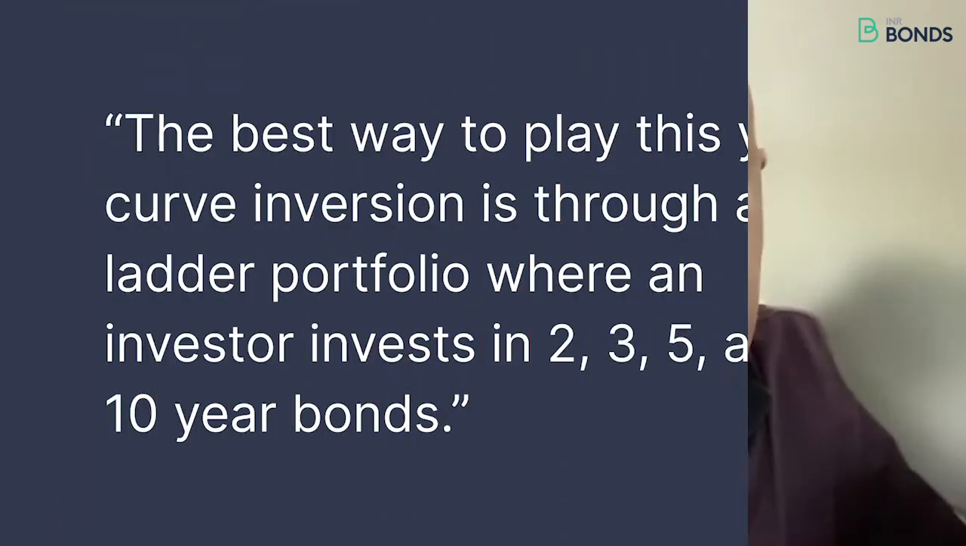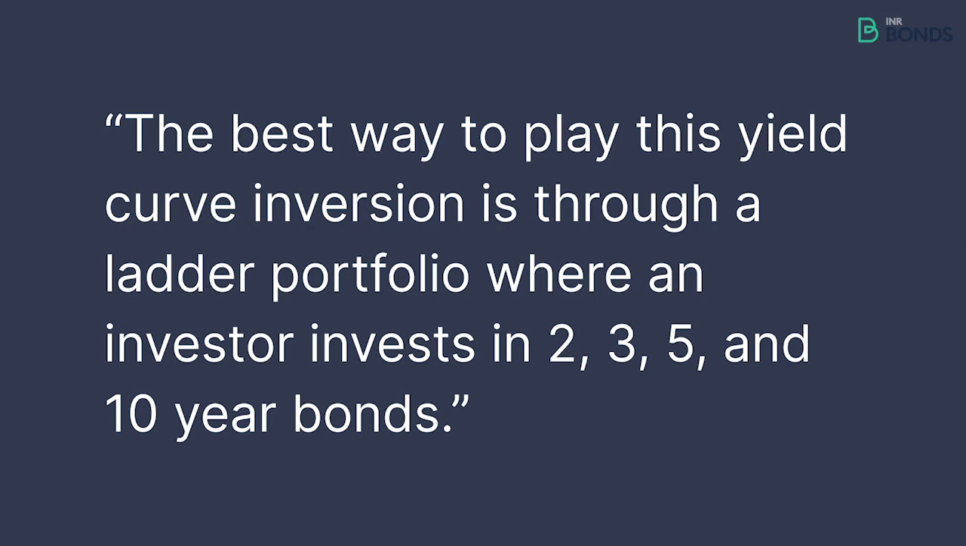So the best way to play this yield curve inversion is through a ladder portfolio, where an investor invests in say 2, 3, 5, and 10-year bonds, so that at all points of time the investor can take advantage of higher yields at the short end and the potential for longer end yields to fall. So that is what a yield curve inversion means for fixed income investors.